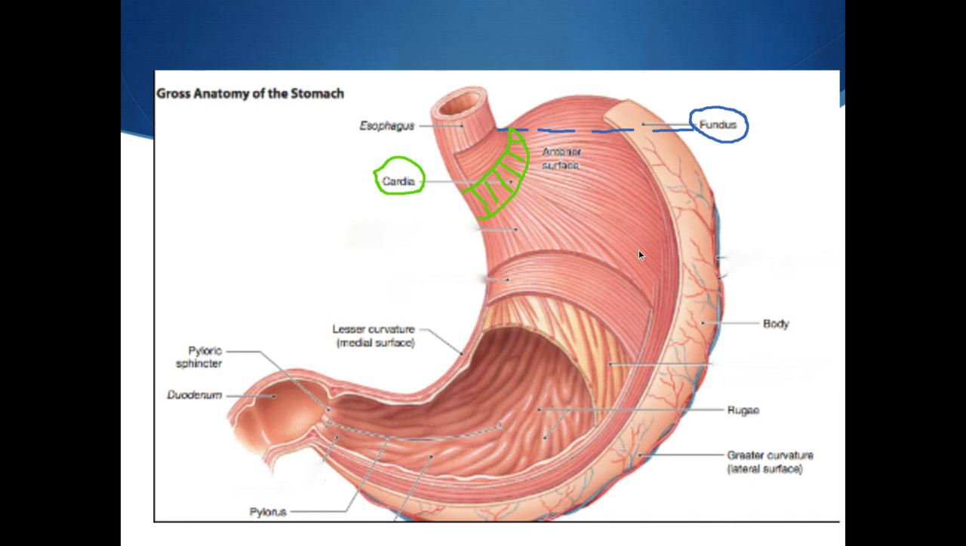The body of the stomach is just going to be this main component. Then if you look down here, you see the stomach starts narrowing before it gets to the small intestine over here, and this little narrowing is called the pylorus. There's also a little ring of muscle separating the small intestine from the pylorus, and that's called the pyloric sphincter or pyloric valve.